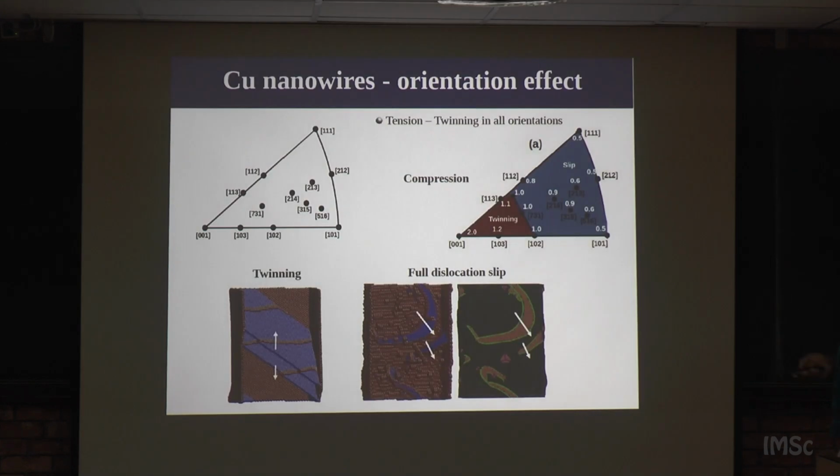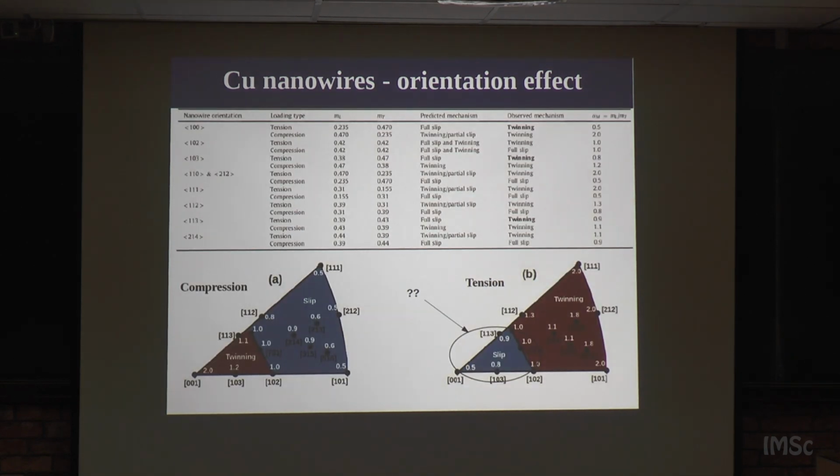This is some work on copper. Again, we have taken different orientations to see how they deform, and what we observed is that in tension all orientations show twinning, while in compression some orientations show twinning, while others show dislocation slip. This is again because of the Schmid factors, which tell us how much the stress is resolved in that particular plane.